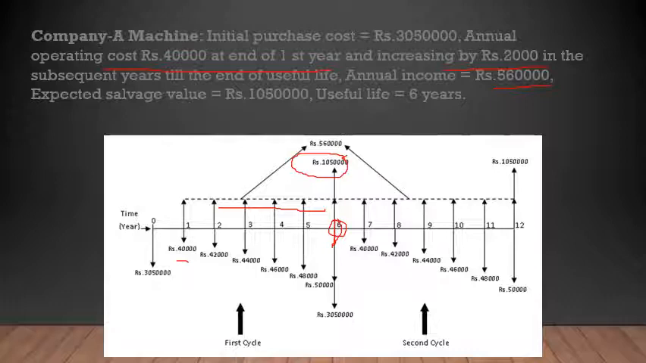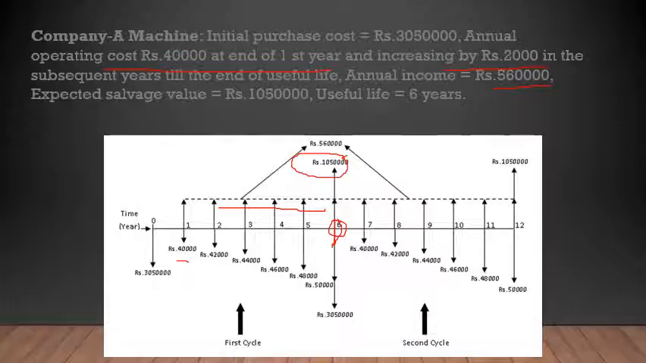Now the question of repeating. How do I repeat? Repeated projects method. It is like that. Now this asset was working up to the 6th year, December 31st, 12 o'clock midnight. The machine was working, and it stopped at 12 o'clock, and immediately it is replaced by another machine. When the first machine stops working, the second machine starts working.